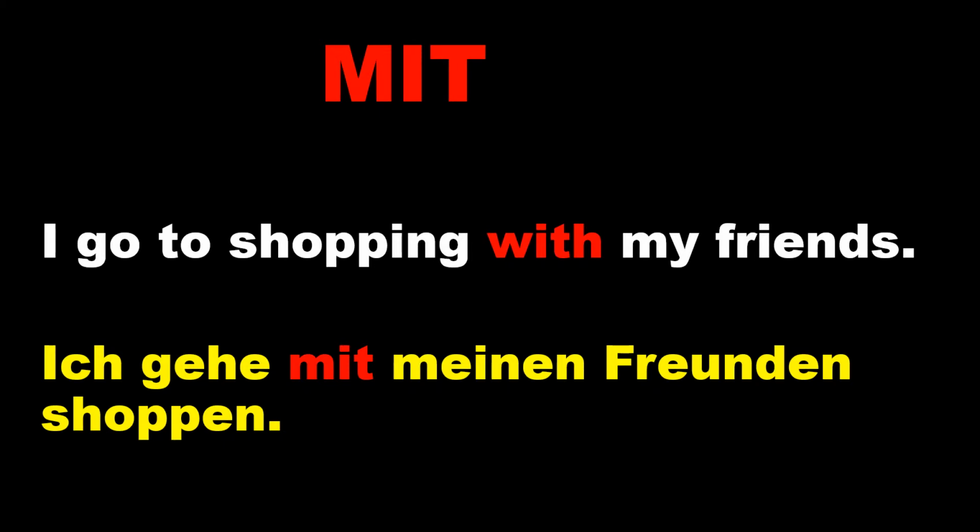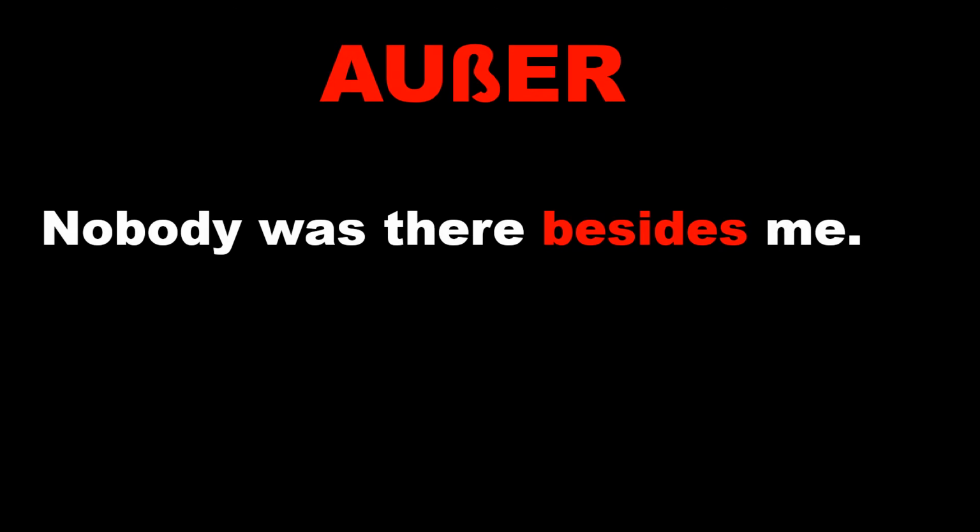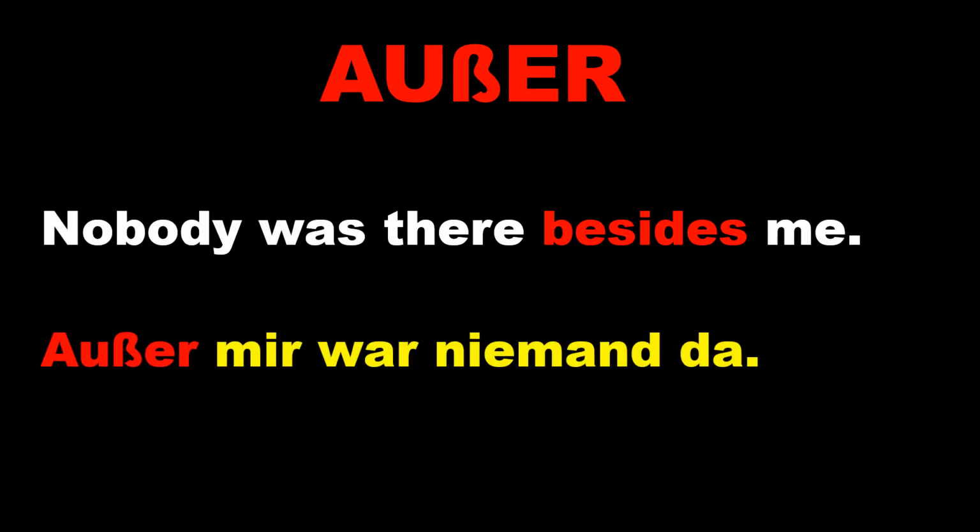Let's go ahead. So next preposition in dative category is außer, which means except or besides. Let's take one example. Nobody was there besides me. Außer mir war niemand da. That is how we will translate it. And the preposition here you can see in red, that is außer.